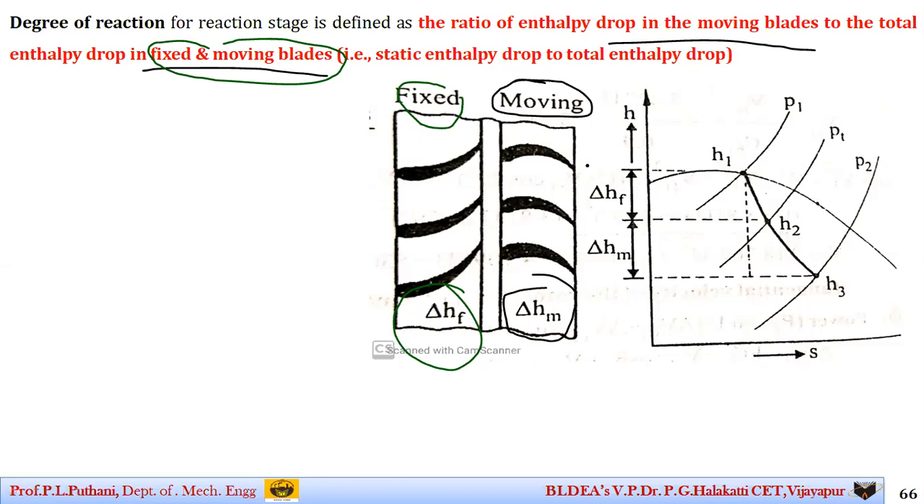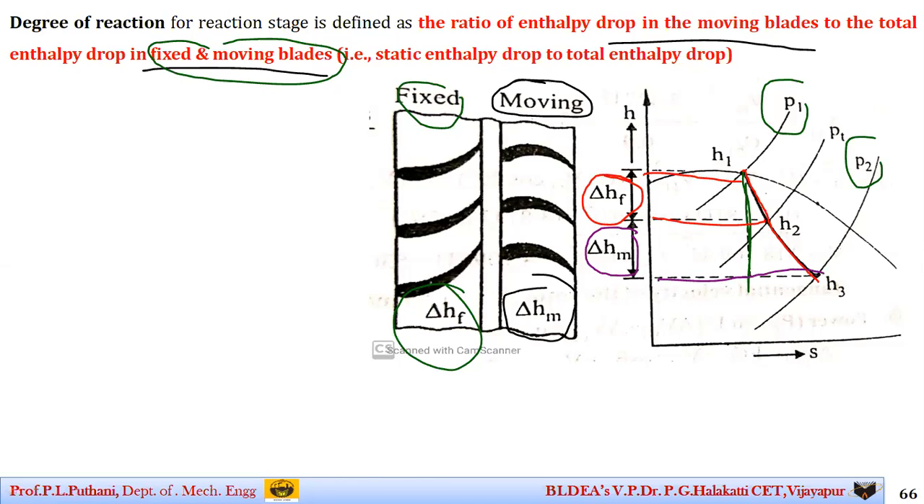If we represent this on a Mollier chart or HS chart, here you can see the steam expands from P1 to P2 pressure. If there is an isentropic expansion, the curve is a straight line moving downwards. But due to the losses occurring, it shifts to a new curve which takes the form H1 to H2, H2 to H3. The difference between H1 and H2 is the enthalpy drop occurring in the fixed blades. Similarly, the enthalpy drop between H2 and H3 is the enthalpy drop occurring in the moving blades.